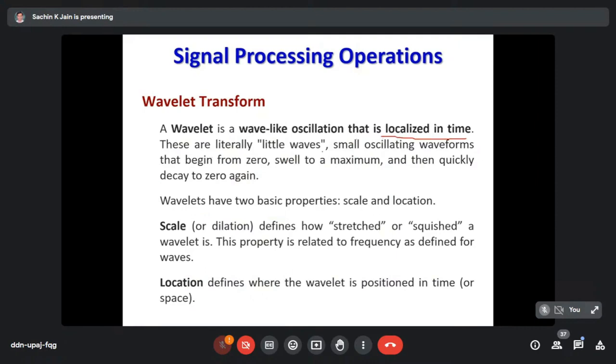These are literally little waves, small oscillating waveforms that begin from zero, swell to a maximum, and then quickly decay to zero again. They have two basic properties: we can scale it and we can locate it. So dilation and location are used in wavelet transform.